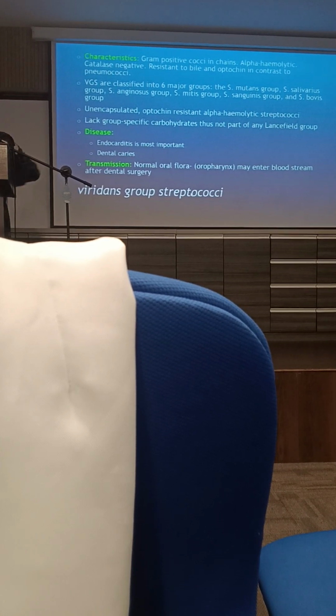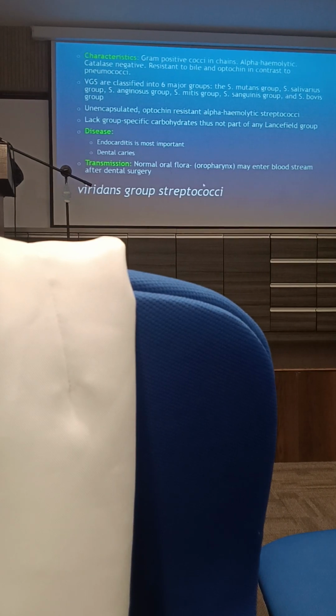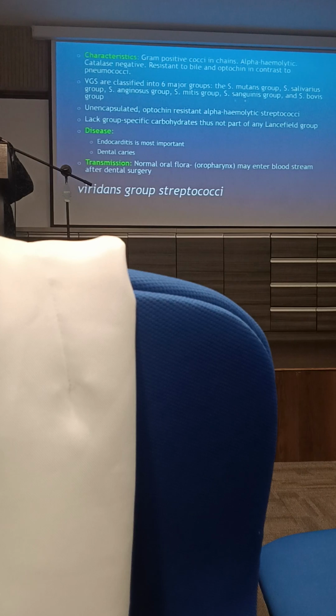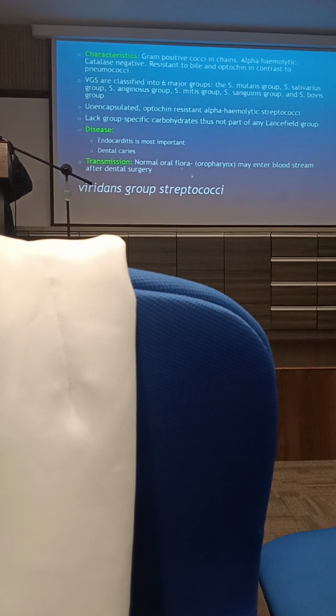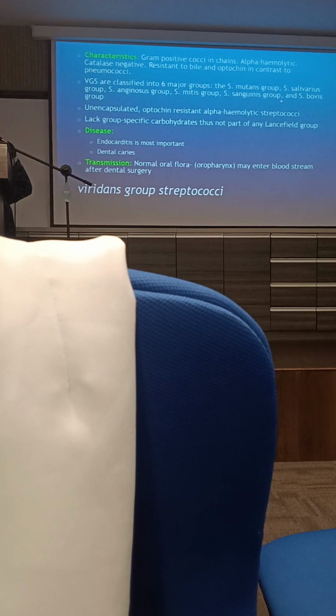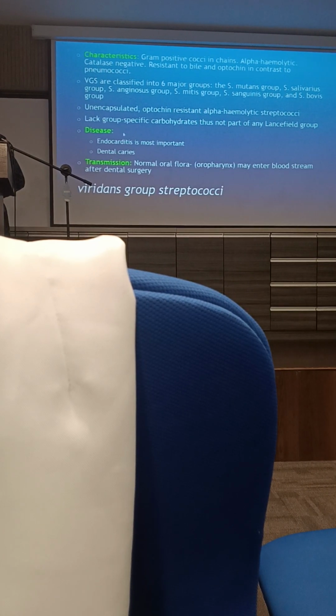Okay, and now viridans group streptococci. They are a group of streptococci, mainly mutans, salivarius, anginosus, mitis, sanguinis, and bovis. Just remember the viridans group, and remember there are a few here, mutans, salivarius, for example. They are unencapsulated, and cause endocarditis and dental caries.